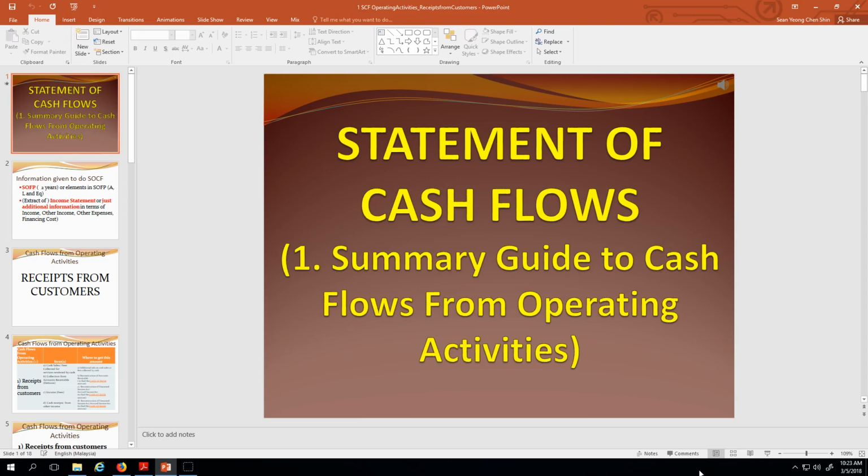purchases, as well as most of the items in SOCI. For example, receiving of rents or rental income, or other expenses, for example, prepaid insurance or insurance. It can be expenses like wages. So that is all considered under operating activities.